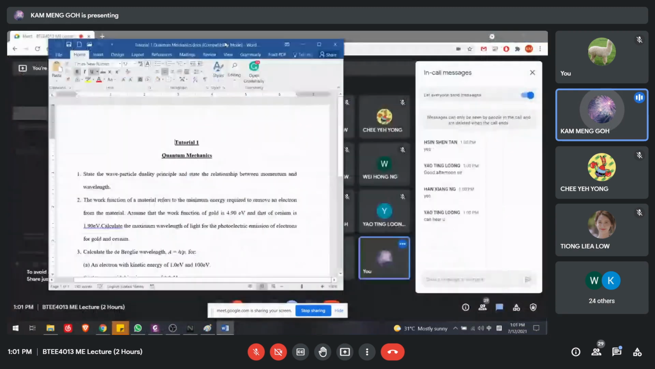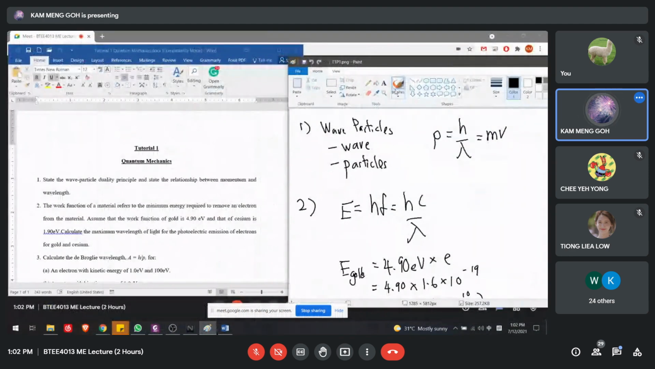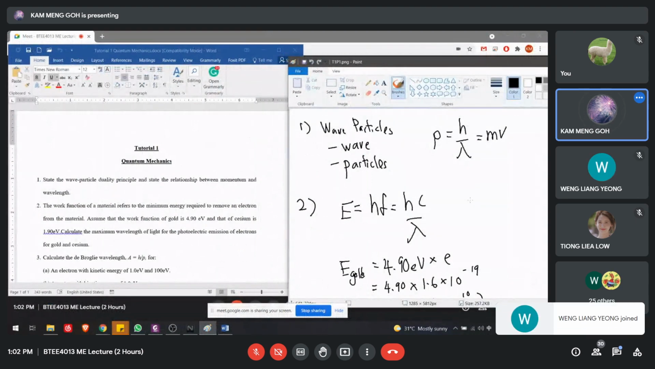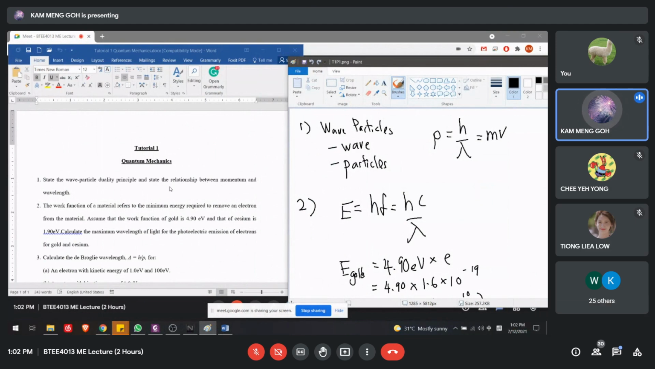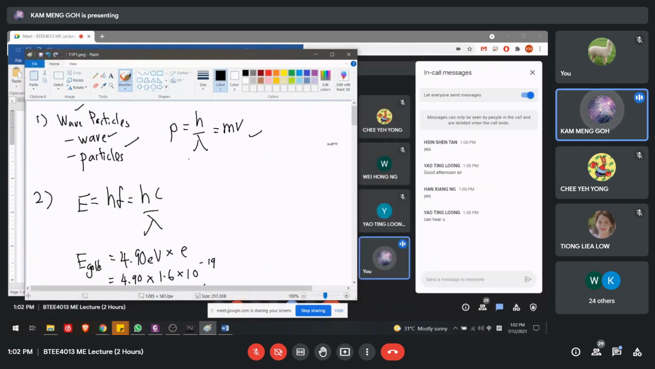Okay, so here's the tutorial question. So let's see the question. The first one: state the wave particle duality principle and state the relationship between the momentum and the wavelength. So wave particle duality means it has the properties of the wave and also the properties of the particle. For the momentum and wavelength relationship, we just need to use this formula, then this will express the relationship. Okay, this is the way we solve the first question. So let's go to the second question.